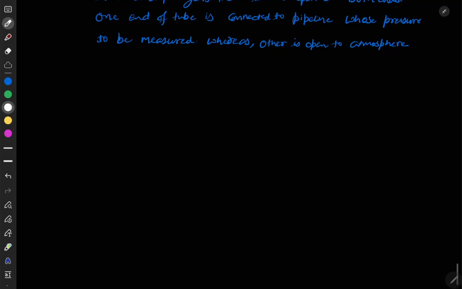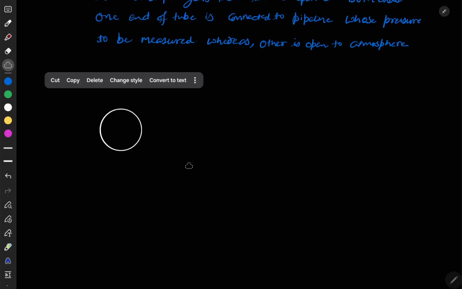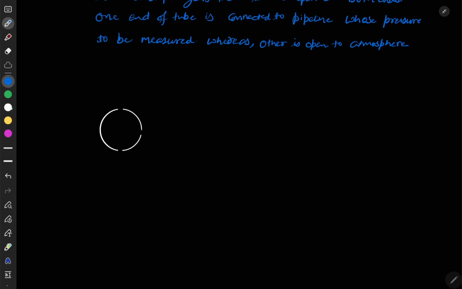Let's say that this is a pipe. Okay, and you have to measure the pressure of the fluid flowing inside this pipeline. So your piezometer can be installed at any point. There is no limitation on where you should install your piezometer. Okay, so I will show an example. I will install this piezometer at different points.